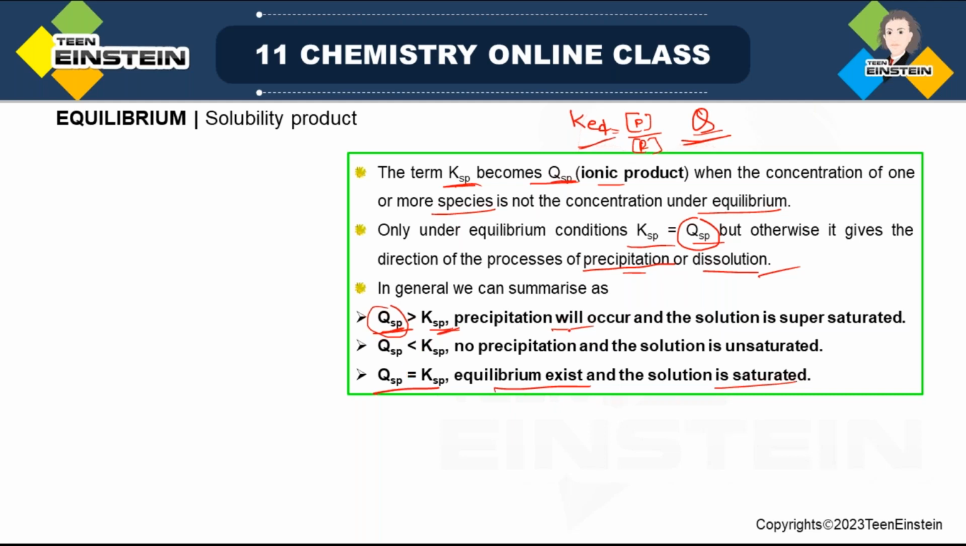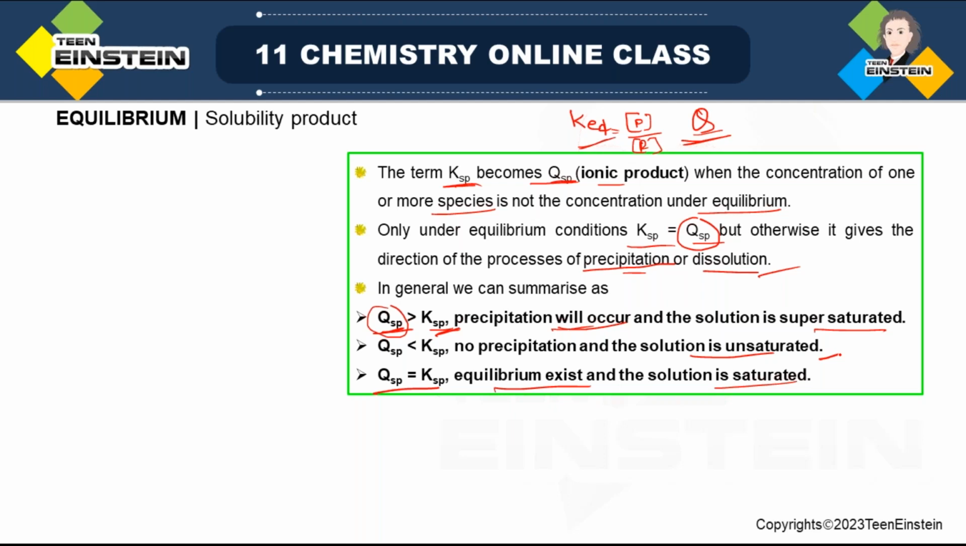But if somehow it is high, that means precipitation will start, and Qsp greater than Ksp means it is now supersaturated. But if it is lesser than Ksp, that means some more salt can still dissolve. So in that case, no precipitation will occur and the system is still in an unsaturated state. So now you can say that it will move towards the right hand side. That means some dissolution is possible. So in the second case, some more dissolution is possible. But in the first case, if Qsp is greater than Ksp, now precipitation will start. That means this equilibrium will shift towards the left hand side.